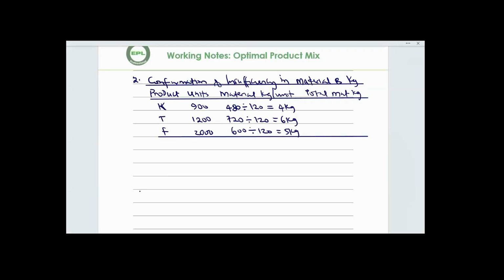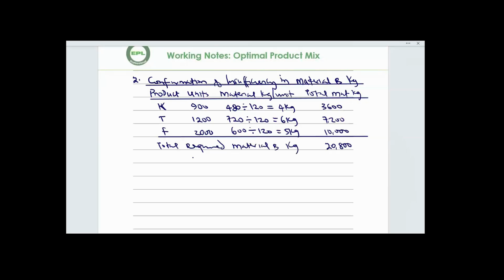So to now get the total material kilogram, you multiply 900 multiplied by 4 will give us 3,600 kilogram. 1,200 multiplied by 6 will give us 7,200 kilogram. 2,000 multiplied by 5 will give us 10,000 kilogram. When you add everything together, this will give us a total of 20,800. Okay, so this represents the total required material B.